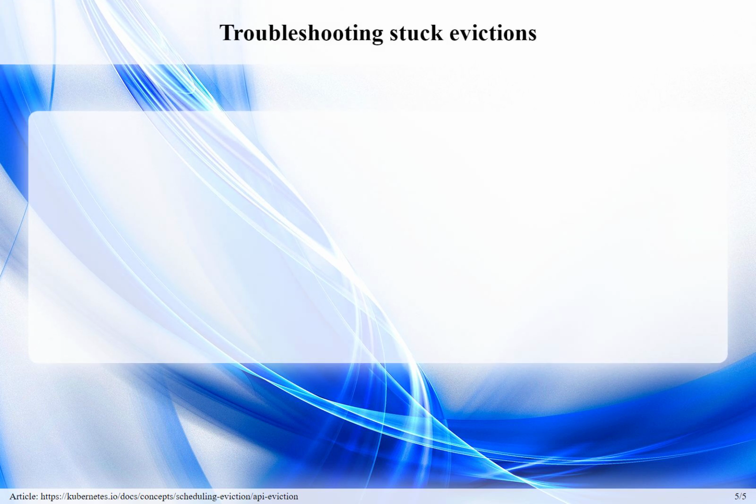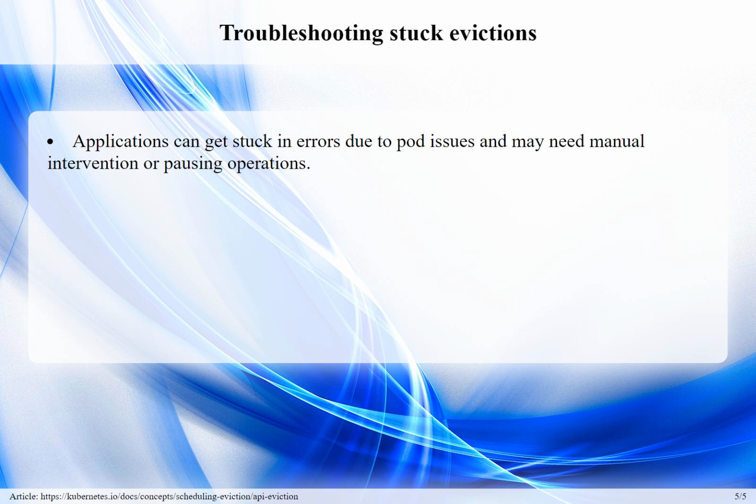Troubleshooting stuck evictions. Applications may become unresponsive with 429 or 500 errors due to issues like repeated pod creation without readiness from the replica set or extended termination of the last evicted pod. Investigate and address with careful operation management, manual pod deletion, and pausing automated processes.